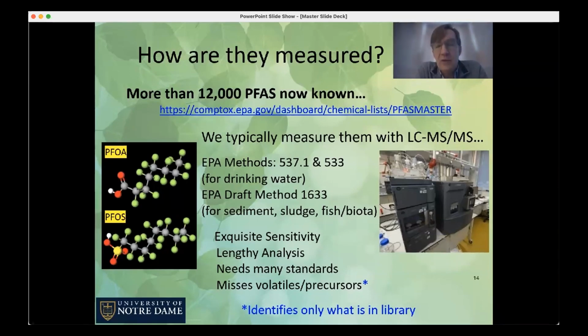You need to have a standard of everything that you measure. And it misses all the volatiles that don't transport through the liquid, and it also misses all the precursor mass. Often the volatiles could be short chains, C2s and C3s, but there'll also be fluorotelomer alcohols and things like that that evaporate before you get them into the system. So you don't get everything with this method, but what you do get, you get exquisite sensitivity, down to parts per trillion or less of some of these elements. And it identifies specifically which ones are there, which helps you identify perhaps the source. The caveat is that it only identifies what it's looking for, what's in the library.